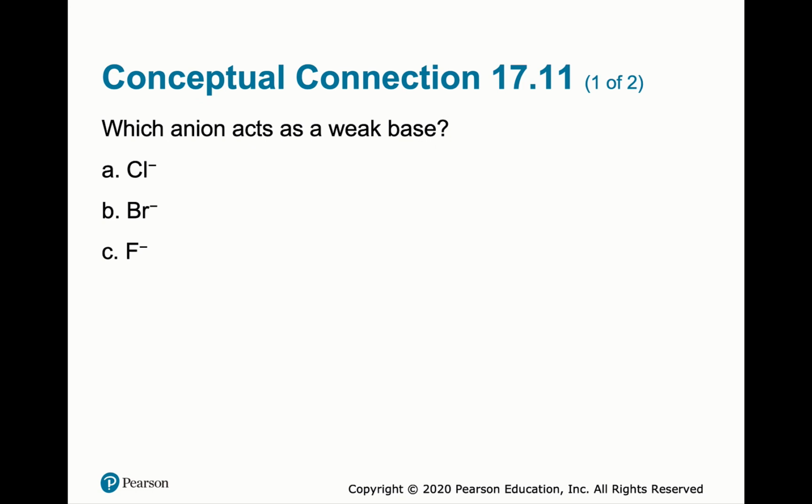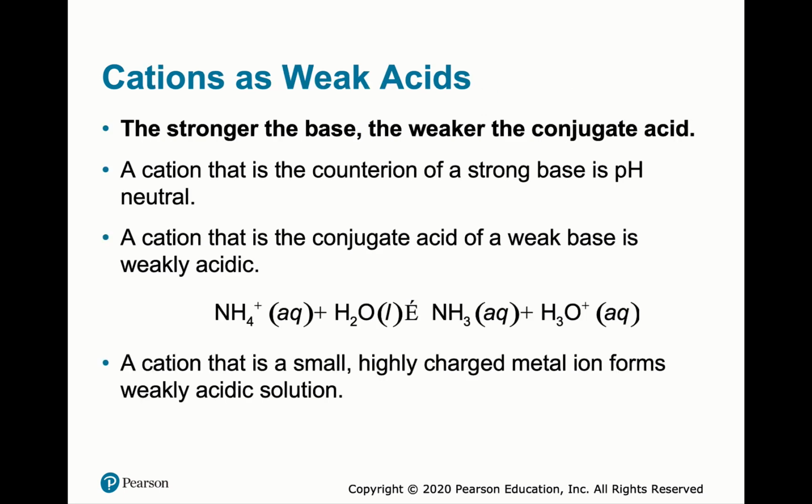So which anion acts as a weak base? Remember your strong acids: HCl, HBr, HI, those are all strong acids. HF is not a strong acid, so the anion of the weak acid is a weak base. And cations can also be weak acids, meaning you have a strong base, like an alkali metal cation.